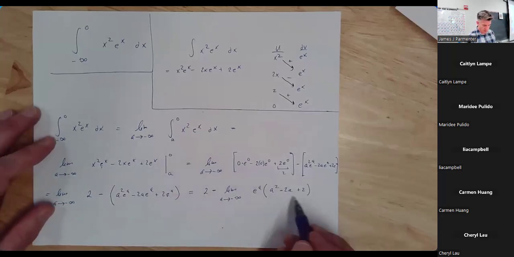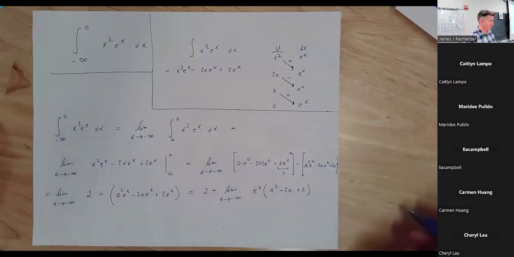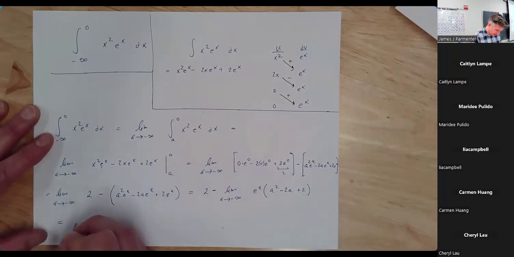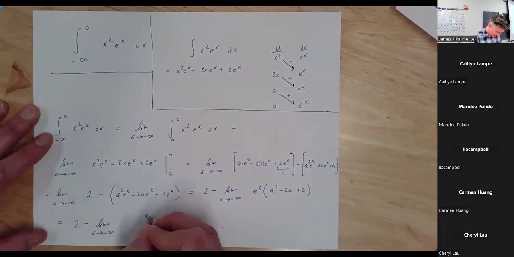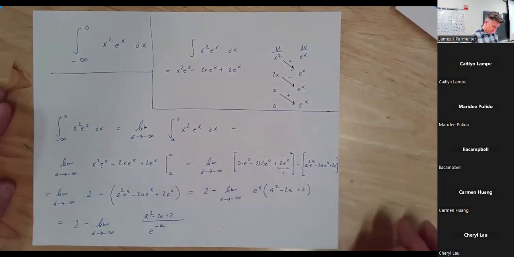So what I'm going to do, I'm going to bring one of these two things down to the bottom as its reciprocal. The easier thing, the e to the a. Because reciprocating that is just going to be 1 over e to the a, which is e to the negative a. So we're going to rewrite this as 2 minus the limit as a approaches negative infinity of a squared minus 2a plus 2 over e to the negative a.